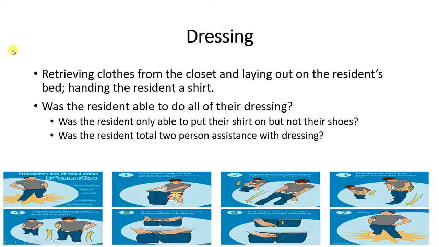Let's move on to dressing. On the bottom is a diagram of an individual putting on their clothes in a 7-step process to put on the pants. Retrieving clothes from the closet and lying out on the resident's bed and handing the resident a shirt. How do they do? Are they able to perform any of the functions, or do they need assistance? Were they able to do all of it on their own? Were they able to put on their shirt, but they couldn't quite do their shoes? Was the resident a total 2-person assistance with dressing, meaning they couldn't do anything at all? Those are the kind of things to document.